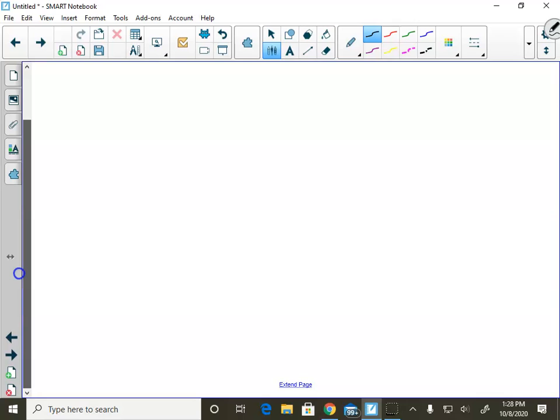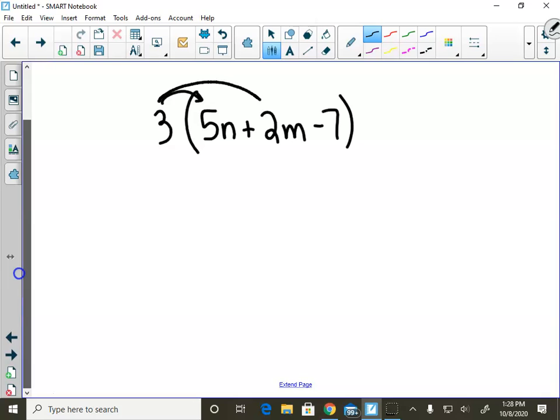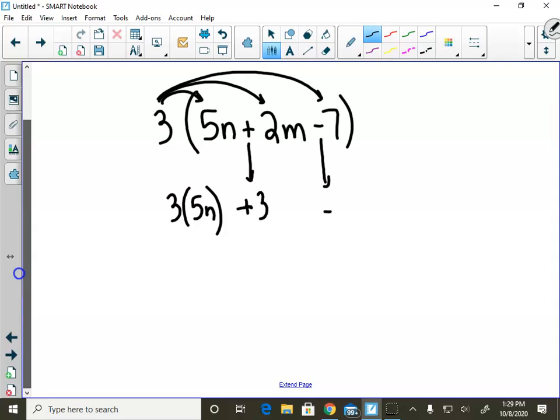If we take the example and go one step further with it, let's say we have 3 times 5n plus 2m minus 7. We're really doing the same thing. The 3 is still being distributed to each of the pieces inside. Each of the signs are coming down. And we would have 3 times 5n, and that should be a plus, 3 times 2m, and the minus, and then 3 times 7.